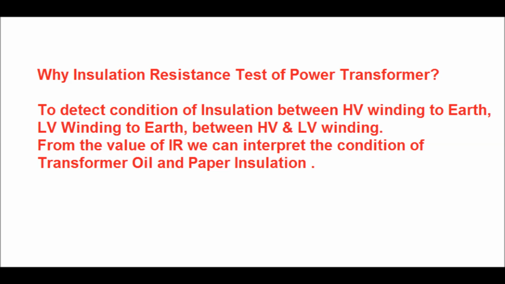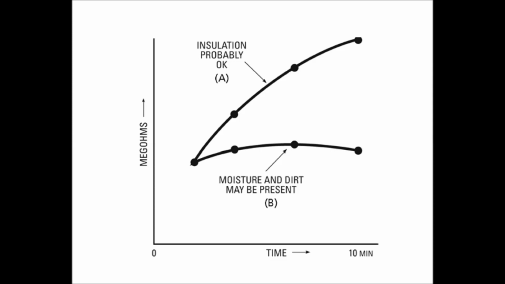From the value of the IR, that is the insulation resistance value, we can interpret the condition of the transformer oil and paper insulation, which is normally used in power transformers. So in this diagram, the plot is between the insulation resistance, measured in megaohm, and the time during which it is measured. The y-axis shows the megaohm value of the insulation resistance, and the x-axis shows the time duration.